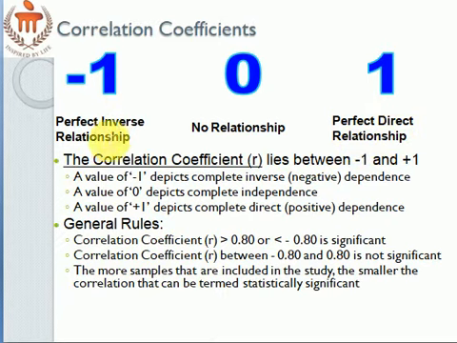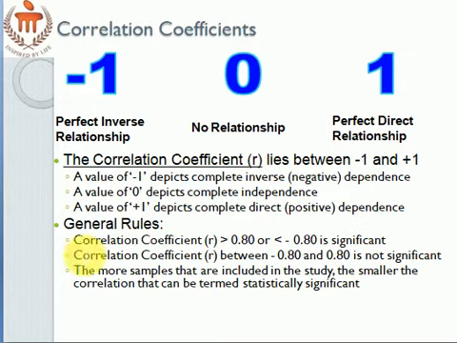That's why we call it a perfect direct relationship for +1, and for -1 we call it a perfect inverse relationship, right? So there is a general rule: if the correlation coefficient is greater than 0.8, or in the negative case less than -0.8, then we consider the correlation significant. And if it is below 0.8, or greater than -0.8, then we consider it not significant, right? So we will consider three cases.